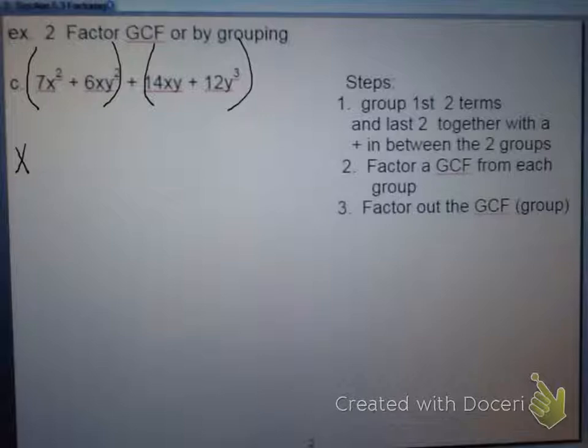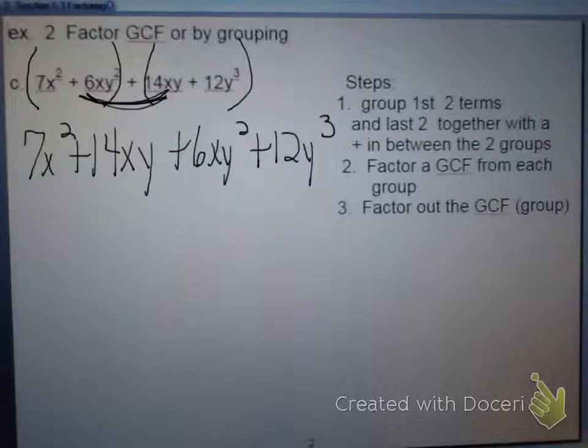So I'm looking at this and seeing that there's not really a big common factor in a lot of terms. However, if I switch these 2 around, I might have a better chance of factoring out more things. So that's what I'm going to do. Okay, now I'm going to group the first 2 together and group the last 2 together. And I have more things that I can factor out. I can factor out a 7 and an x.